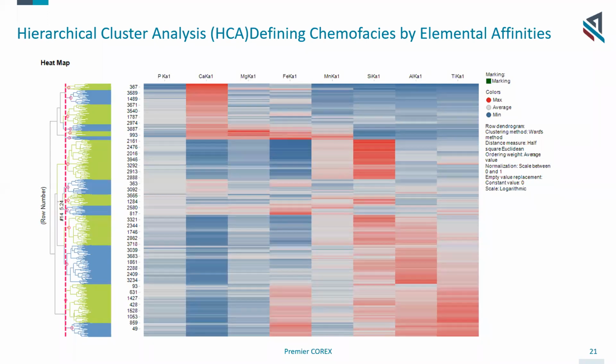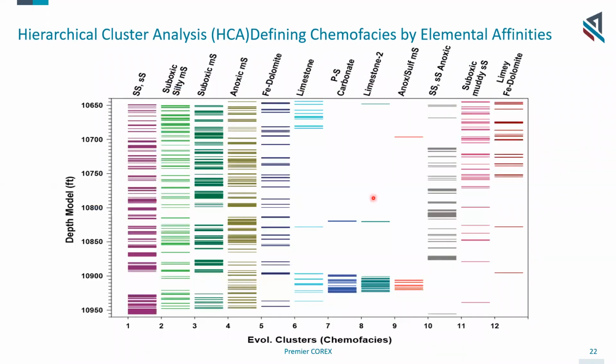Then what we can do is use the chemofacies to define the actual distribution of the chemofacies through the stratigraphic column.